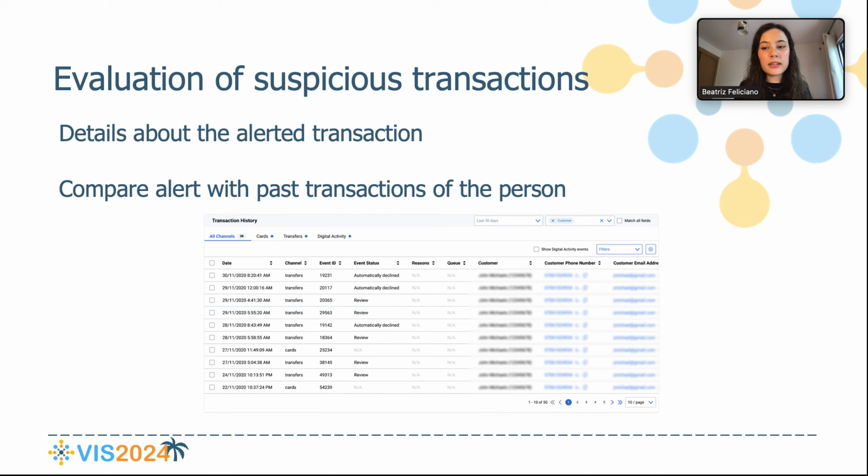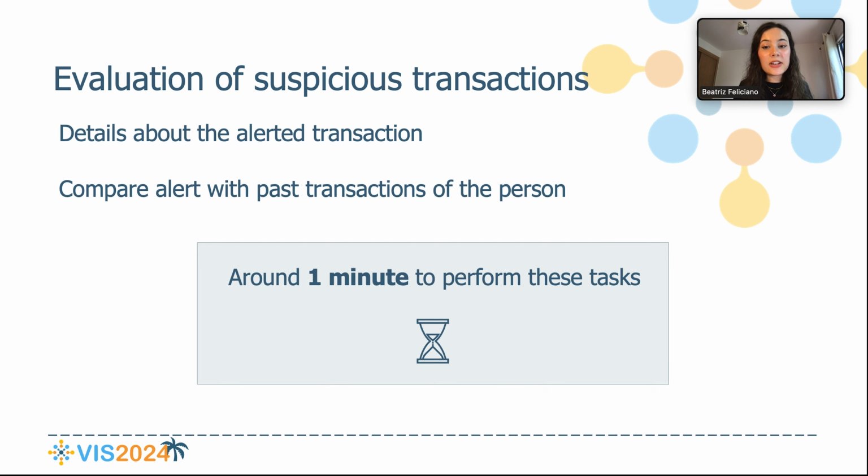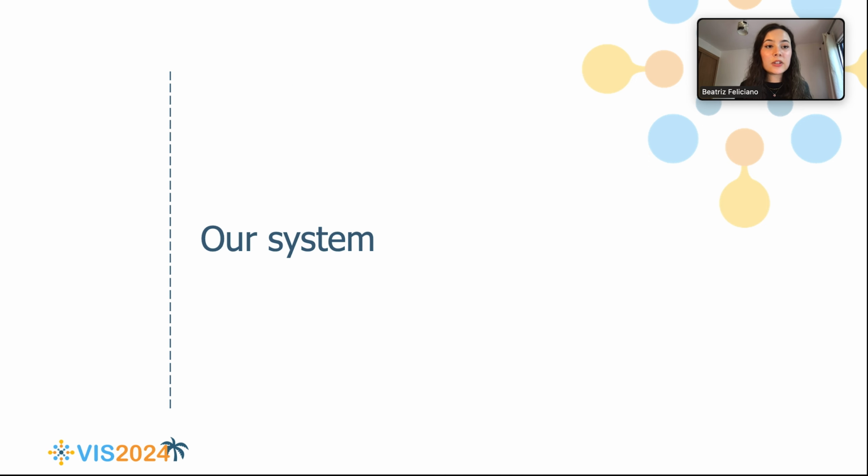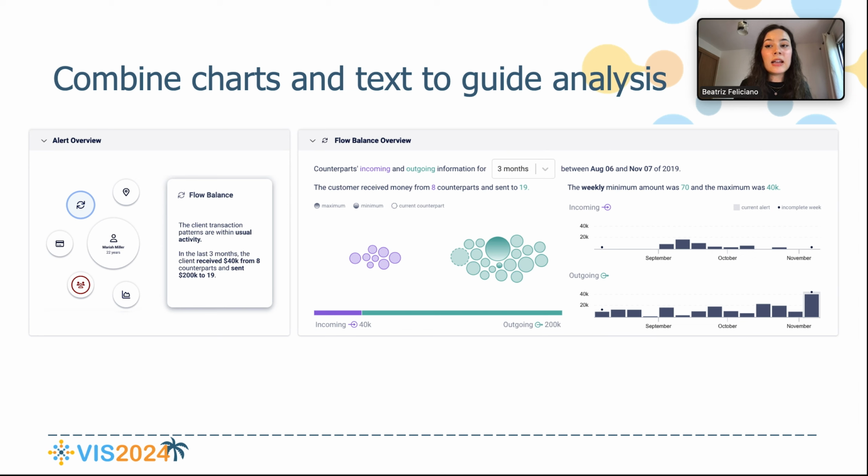Or they will look at the amount of the alert and compare it with all the other amounts of past transactions of the person to assess if this amount seems to make sense. They do all of this just by looking at tabular data, and they must do all of this in just around 1 minute. That's all the time that they have to perform these tasks. So it's safe to say that this is overwhelming and that they need a new system to evaluate this data. And that's why we are proposing our system that combines charts and text to guide the analysis.